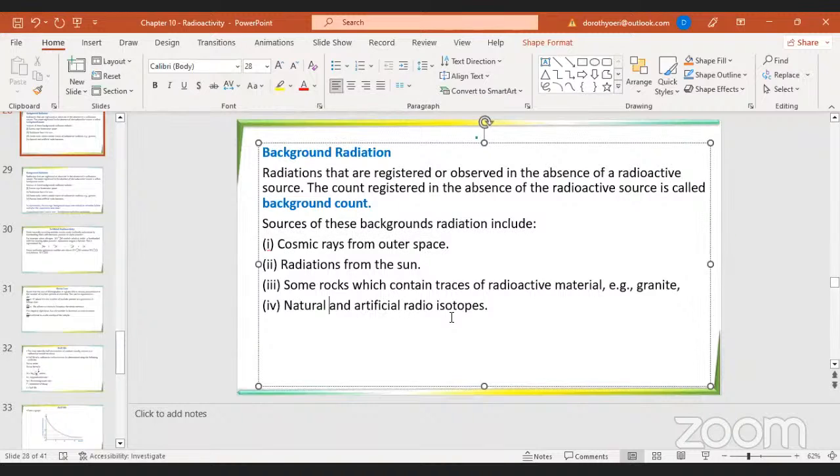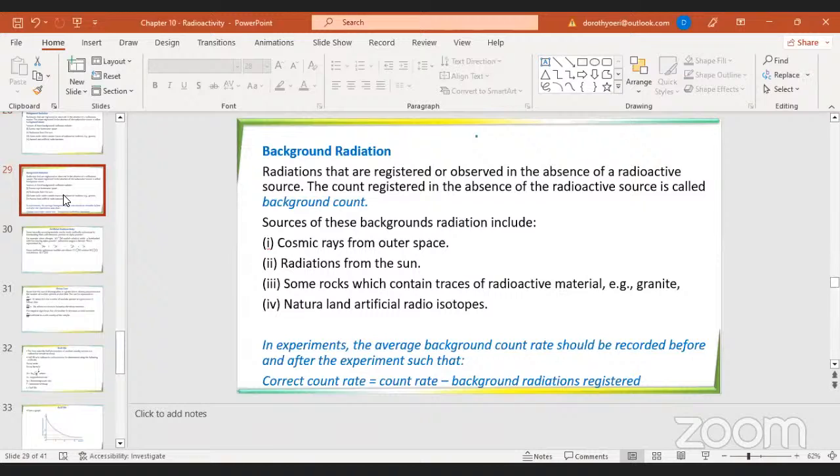So radiations are registered or observed in the absence of a radioactive source. The count registered in the absence of a radioactive source is what we refer to as background count. The sources of these background radiations are listed as I've given, and also in your textbook. I think they're also listed in your KLB.